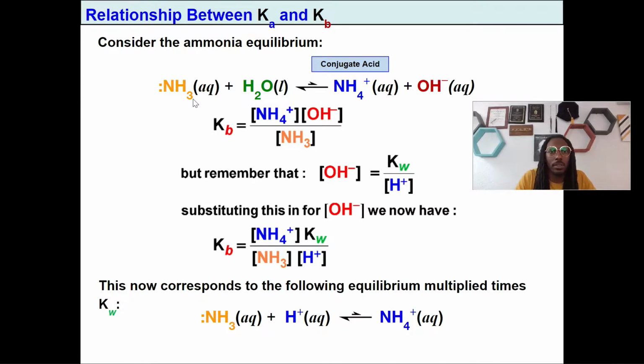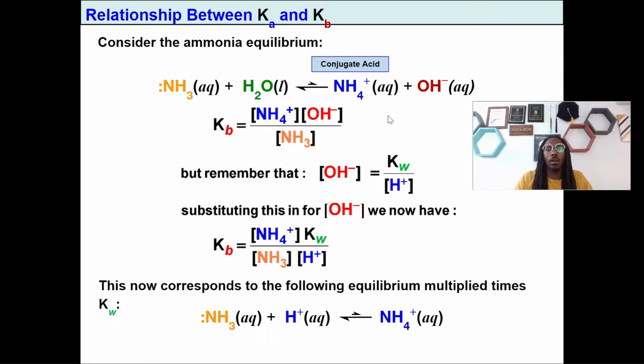We got NH3 plus H2O, give me NH4 plus and OH minus. We understand this is going to be my conjugate acid. And when we go to do our equilibrium expression for our Kb, in this case, because it's a base, it's going to be NH4 plus times OH minus over NH3. So we're not including water here because it's a pure liquid.